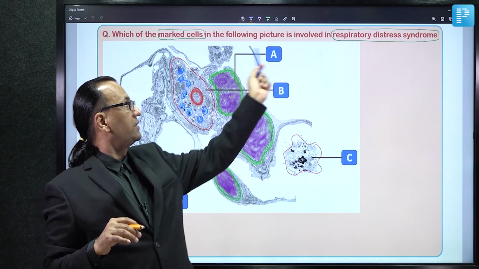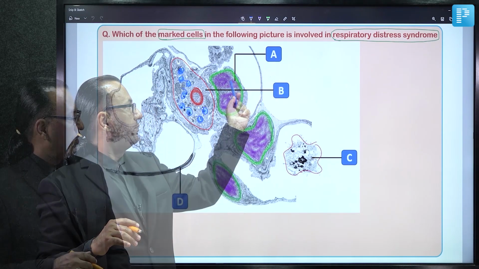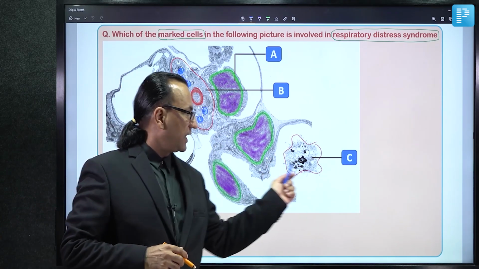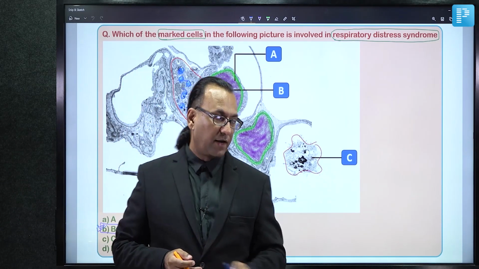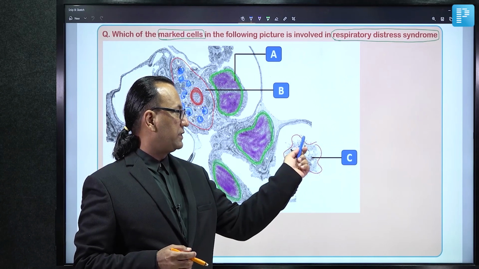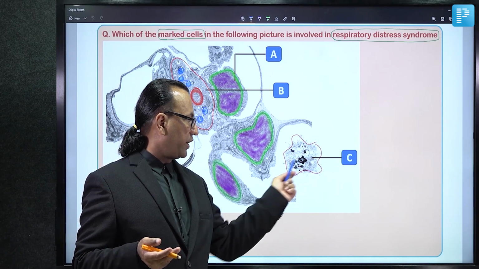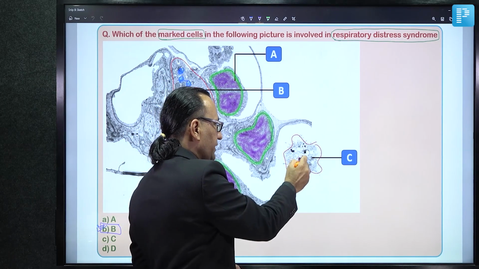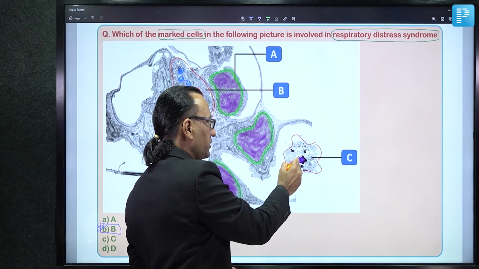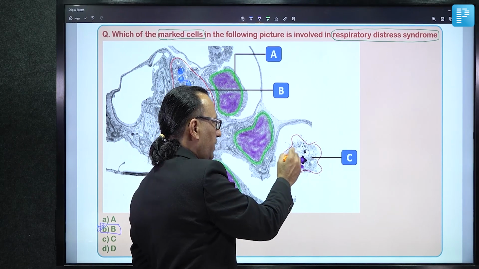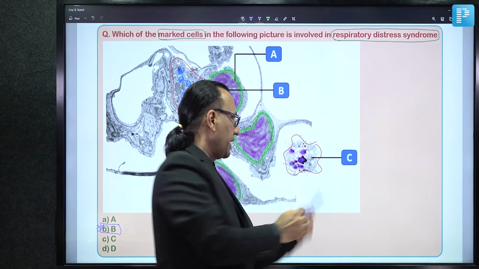So choice A is the nucleus of the capillary endothelium, whereas marker C is the alveolar macrophage, identified by the fact that it will have multiple pseudopodia and will have inclusions, which could be the breakdown products of some antigens it has eaten up there in the defense mechanism as such.